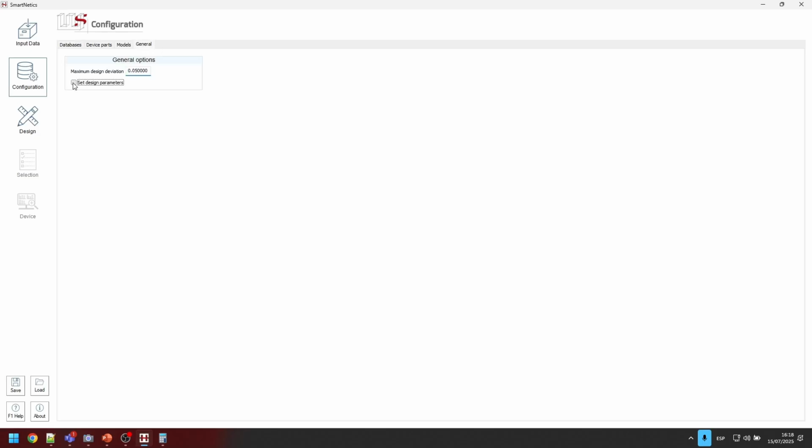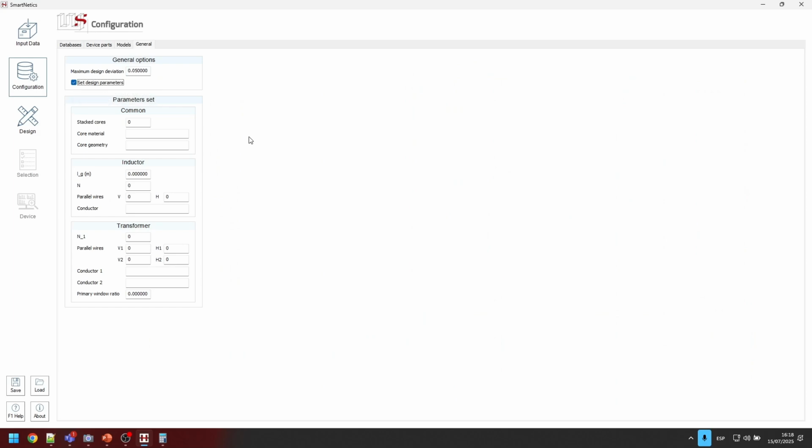We can go to general, we can set some of the design parameters. We don't have to set everything, because we don't know everything, but we can set the stuff we know so we don't have to calculate. So we know the number of turns for the primary side is 5, and we know that the number of wires in parallel is 3 times 1.